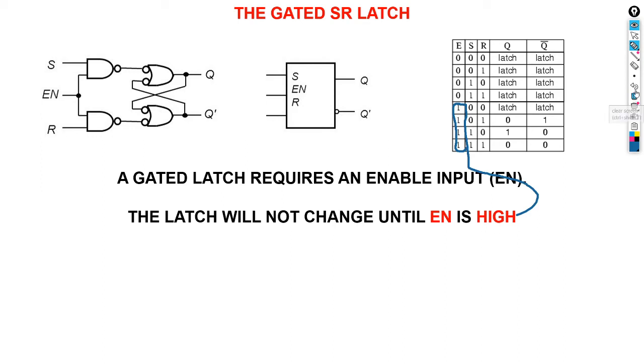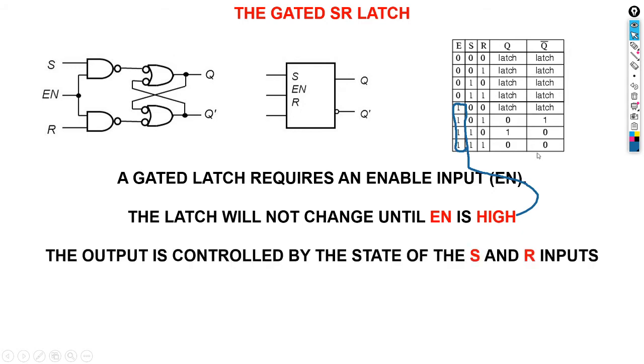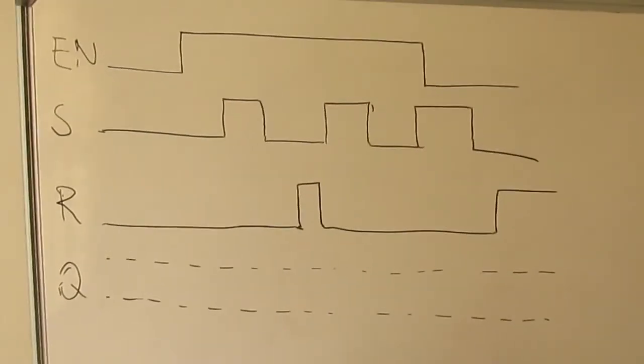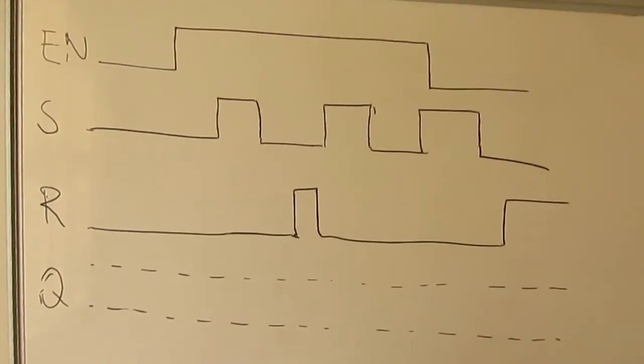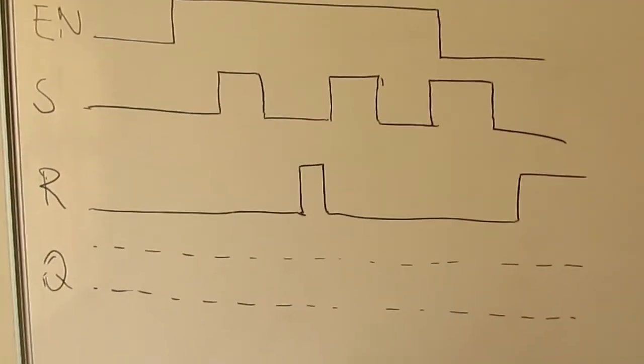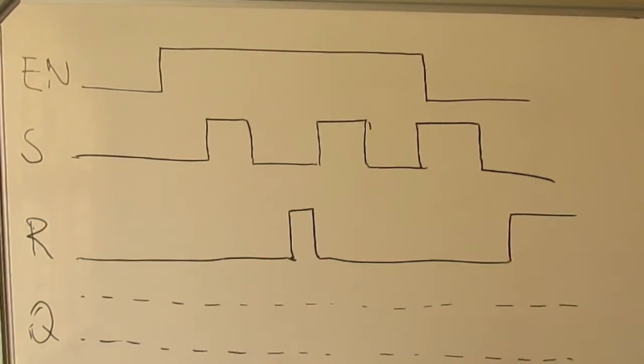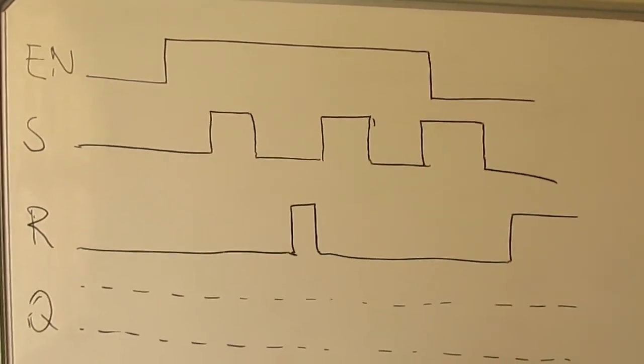Another point we should keep in mind is that the output is controlled by the state of the SR input. It's controlled by that because once this guy is 1, now we can look at our data. And then we're going to do an example on our whiteboard on this question, which is a gated SR latch.